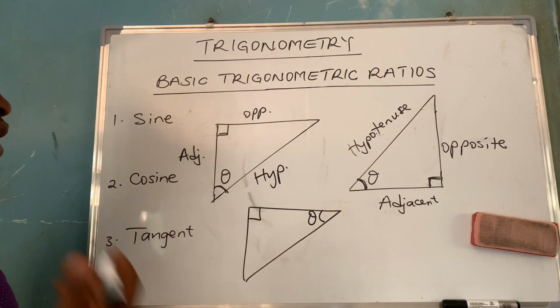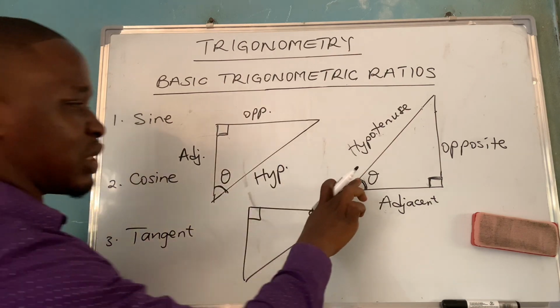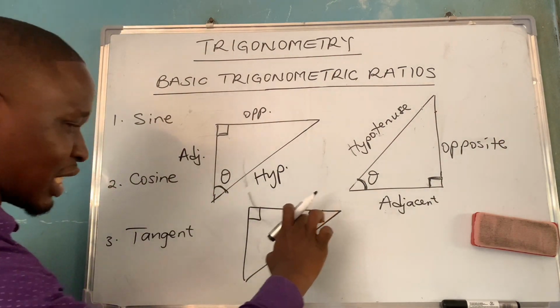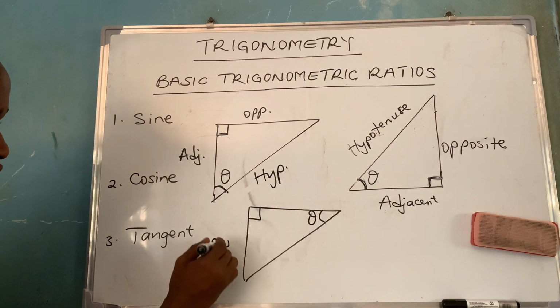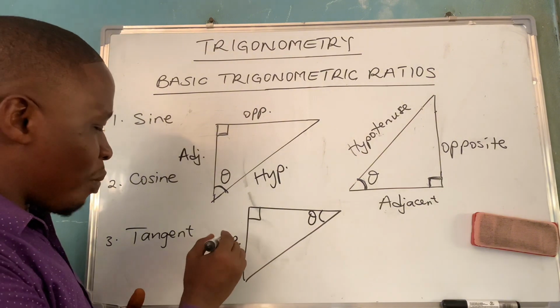The side that is facing the given angle is the opposite side. So here, this is how it becomes the opposite side.